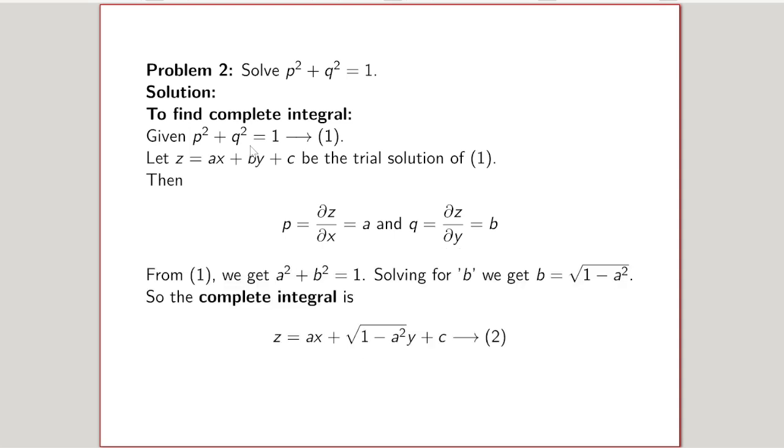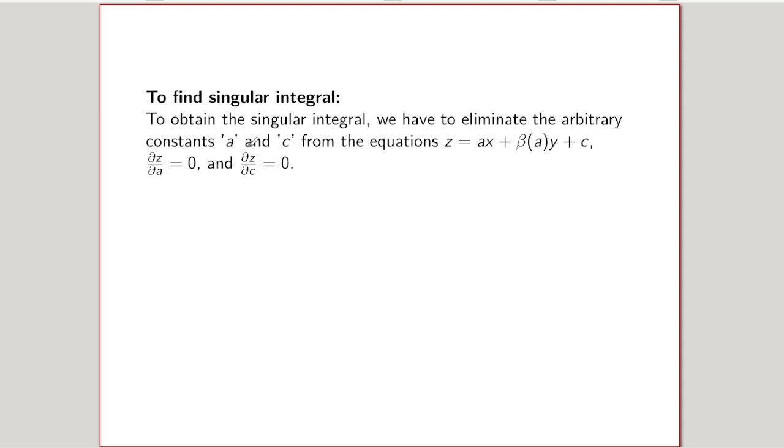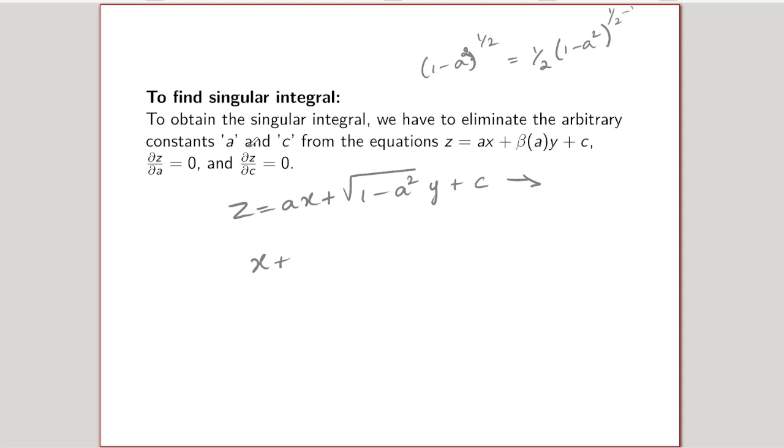Okay. Next, we are going to find the singular integral. Similar to the previous one, there will be no singular integral here, but anyhow we have to write the steps. First, we take the equation as it is, root of 1 minus a square into y plus c. Next, we differentiate this with respect to a. So it is x plus, we can consider this term as 1 minus a square the whole power 1 by 2. So it will be 1 by 2, 1 minus a square, power 1 by 2 minus 1. And differentiating, it is 0 minus 2a.